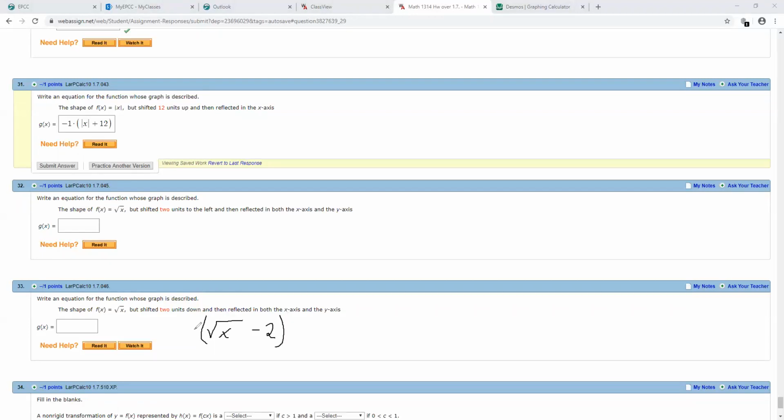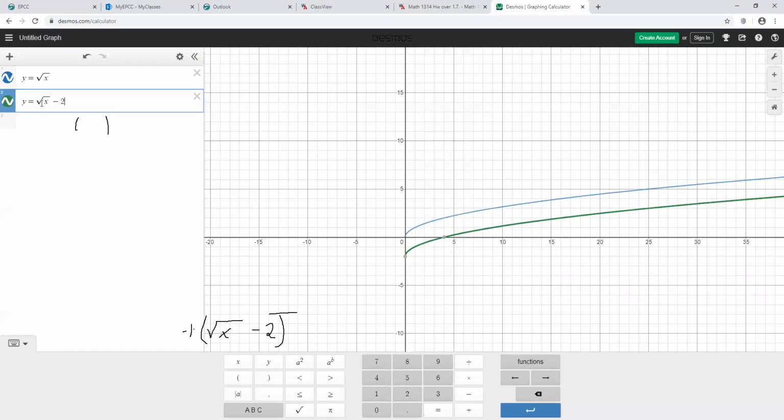And then reflect over the x-axis, just like the last problem. You have to put this in a parenthesis, the 12 up, and inside the grouping symbol, and then times -1. So what's going to go out here, Megan, for the reflect over the x-axis? -1. Good. Go to the graph. Put a parenthesis around it.